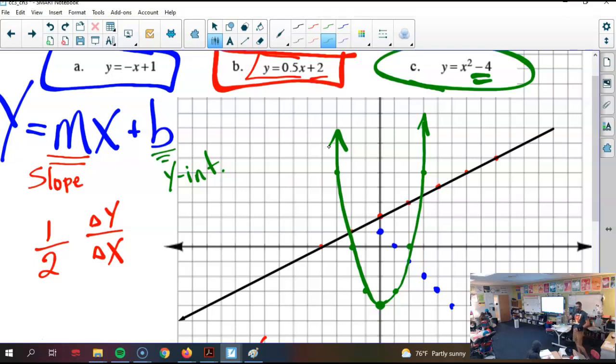There is a different type of graph that has a point at the bottom. We haven't learned about it yet. This is a parabola. So if you would like to give it a name, it is a parabola graph. Parabola is how it's spelled.